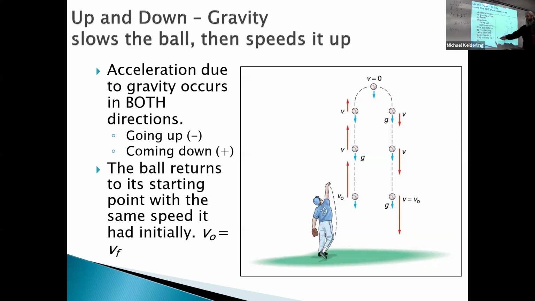So the absolute value of v naught will equal v final. There's a minus sign in there because instead of going up, it's now going down. But speed doesn't care about direction. And it's actually true at every height. So here they'll be at the same speed, and here we'll be at the same speed. We'll talk about that a bit in chapter 4 when we talk about energy.